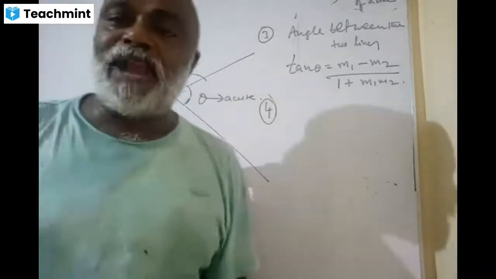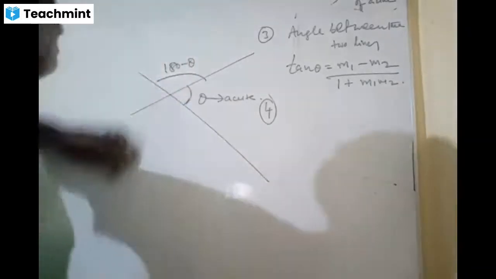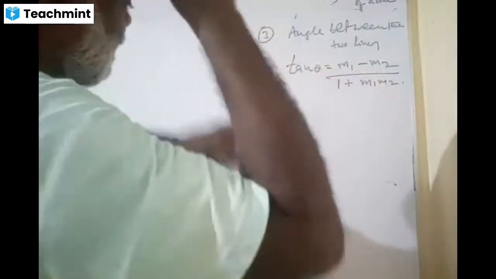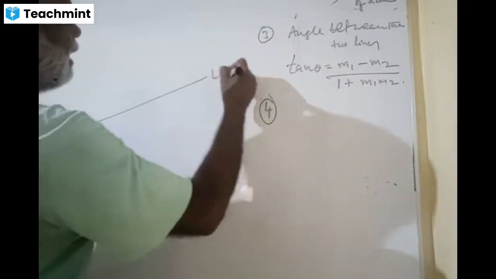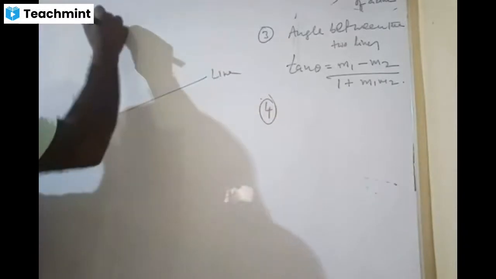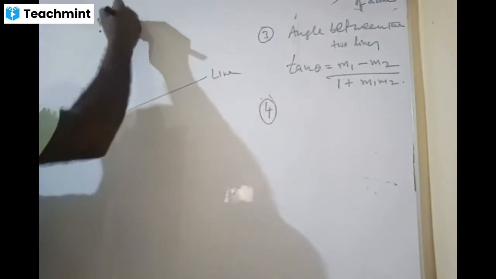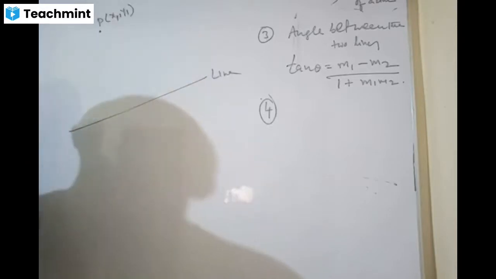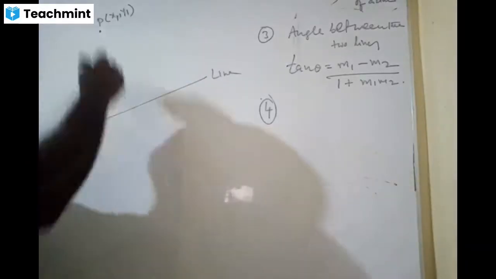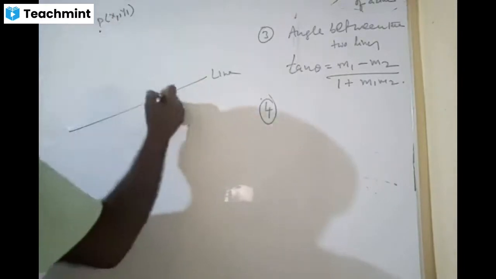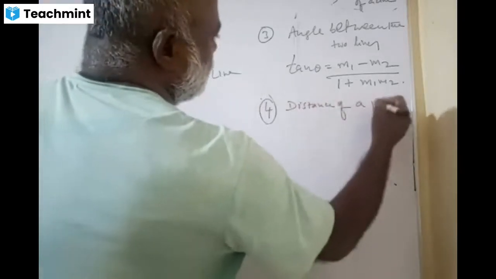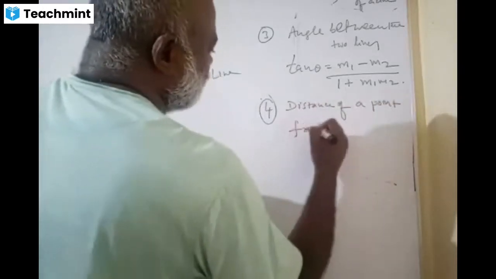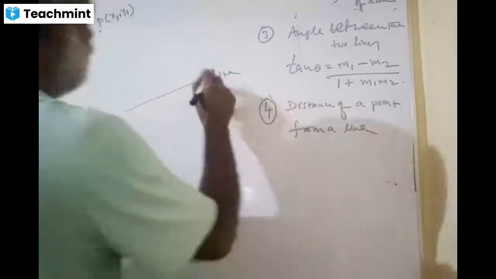We are going to find the fourth point, your formula. What is the formula? You have got a line, this is called line L, and you have got a point here, P, with coordinates x1, y1, a known point. What is the distance of the point P from the line? The question is now the distance of a point from a line L.